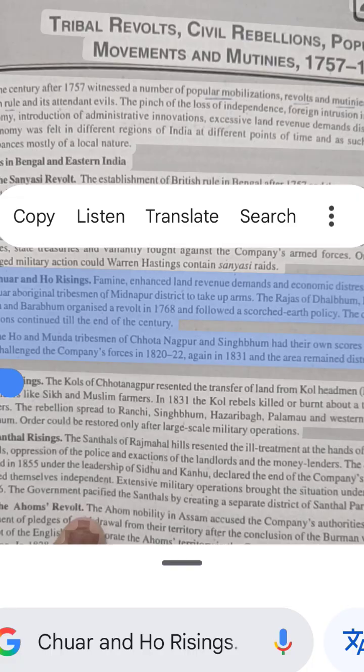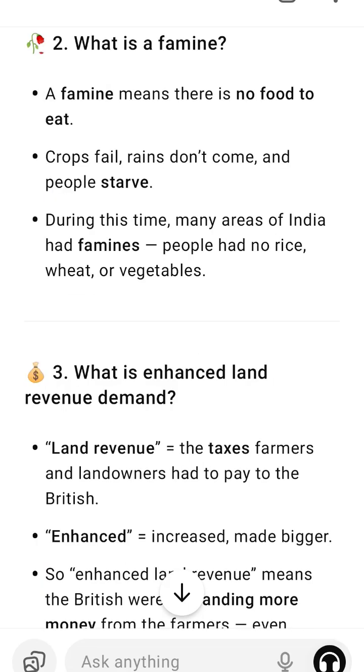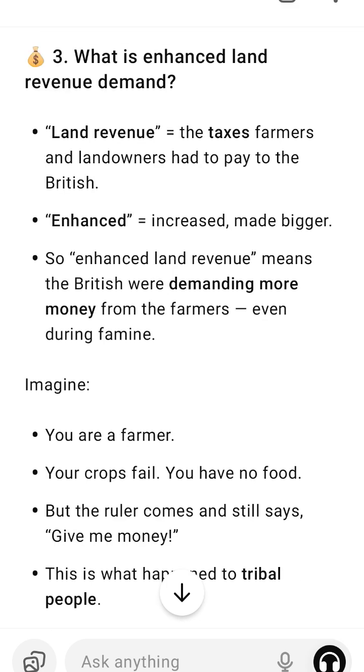Sure. Here's a great, deep, detailed summary of the Chuar and Ho risings, written in the most clear and simple way possible, but also rich with all the historical information, causes, leaders, events, methods and results, everything you need to fully understand the topic deeply and clearly.